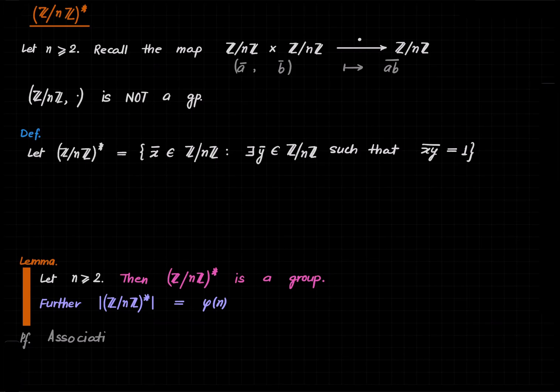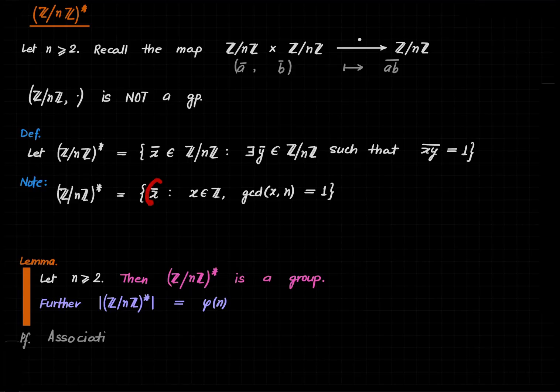Note that Z mod nZ star is precisely the set of all the x bars such that, first of all, x is an integer, of course, and GCD of x and n is 1. That's Z mod nZ star. The reason is very simple.